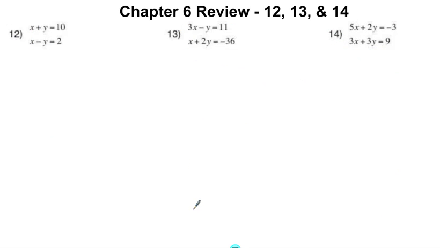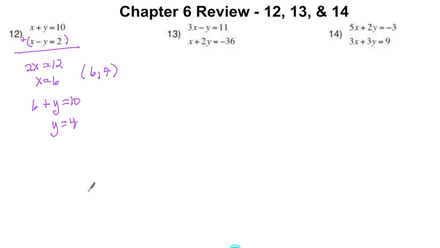Let's look at 12, 13, and 14. Okay, these are lined up pretty nicely. I want to do another addition. If you wanted to remove your x's, you subtract. If you want to remove your y's, you're going to add. So I'm going to go ahead and add to get rid of my y's first. So I get 2x equals 12. So x equals 6. Plug it back into one of your original problems, and get 6 plus y equals 10, meaning y equals 4. That one was pretty nice and easy, so 6 comma 4 is my answer.